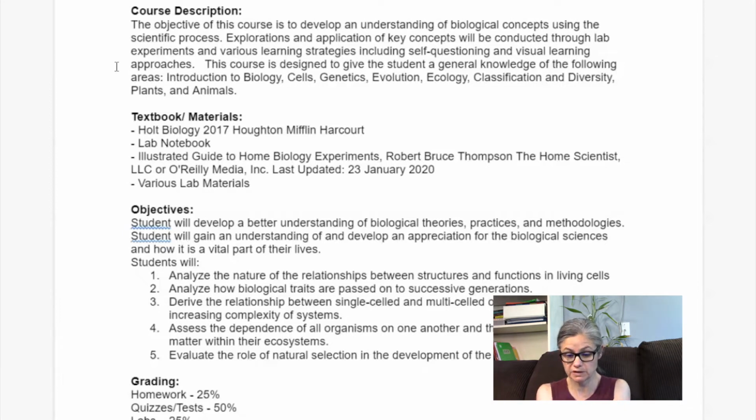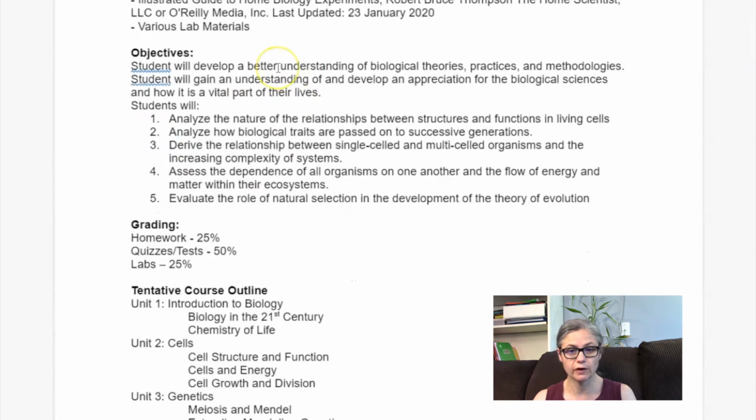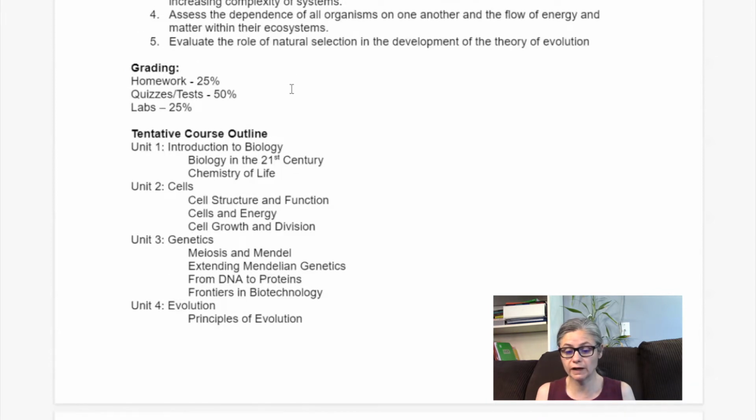The textbooks and materials, the stuff that we use: the whole biology book, a lab notebook, the illustrated guide to home experiments, various lab materials. I didn't put every lab material here because it would take pages. Anyway, what are the objectives? I came up with some objectives. Student will develop a better understanding of biological theories, practices, and methodologies. How I did the grading. Grading, we did homework at 25%, quizzes and tests at 50%, and labs at 25%.